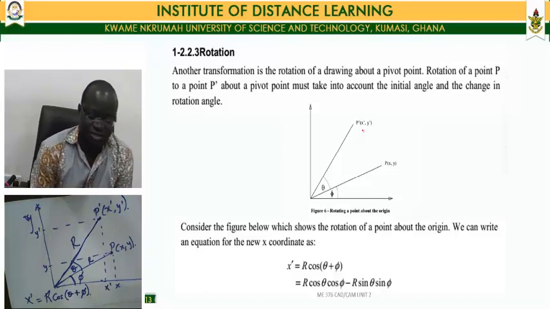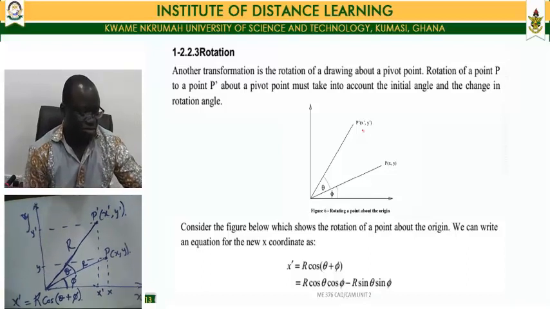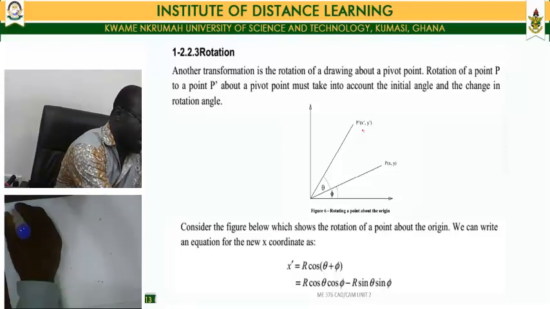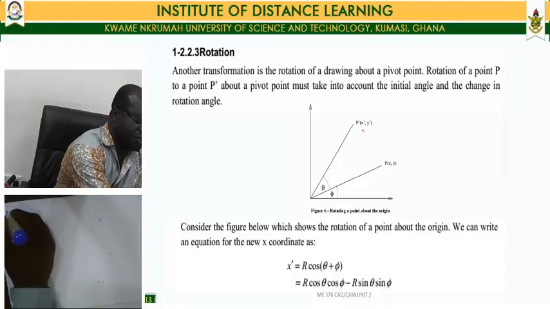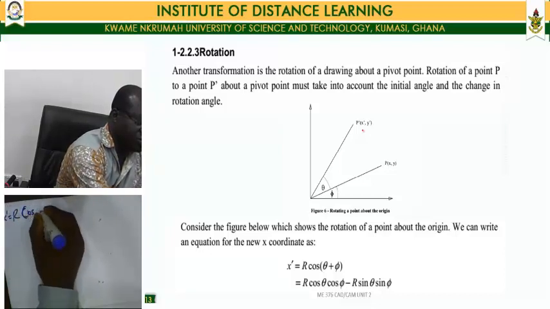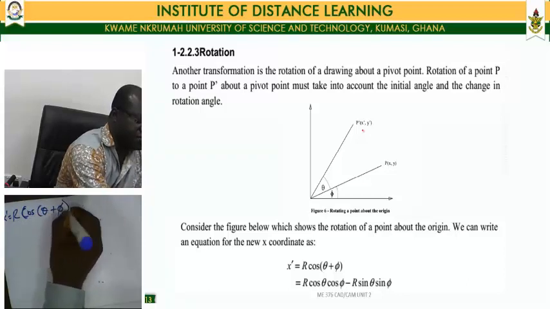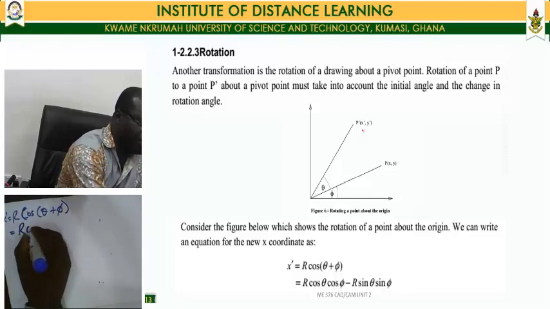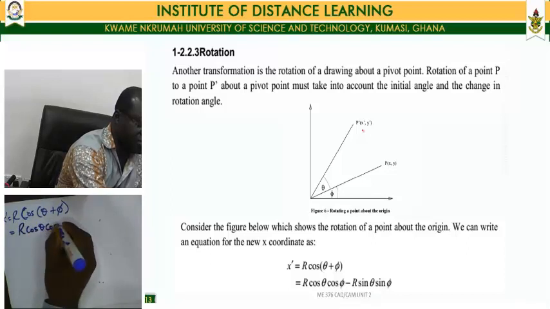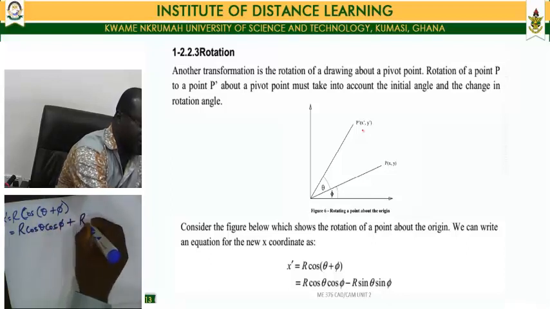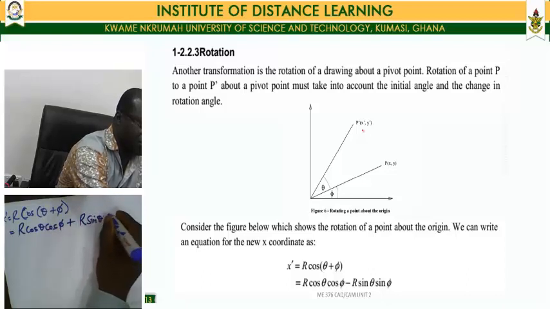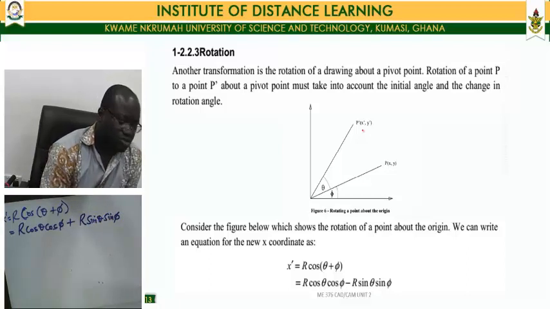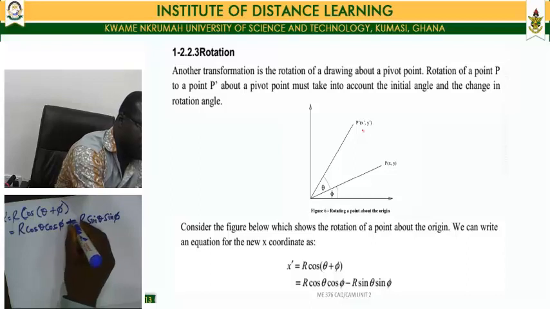And if we expand this from our trigonometry knowledge, r x prime, which is r cos(theta plus phi), is going to be given by, from trig knowledge, r cos theta cos phi plus r sine theta sine phi. Sorry, r cos theta cos phi minus r sine theta sine phi.